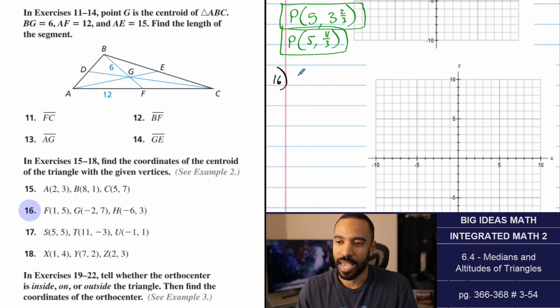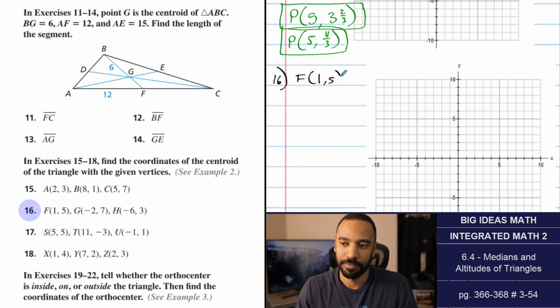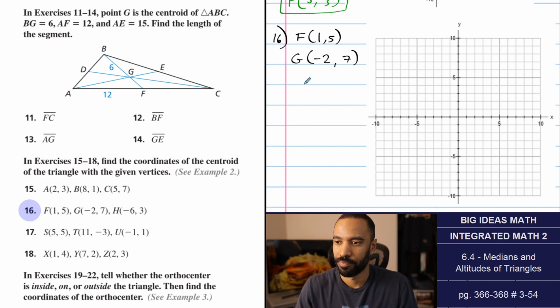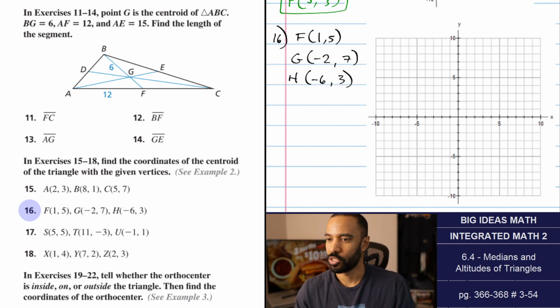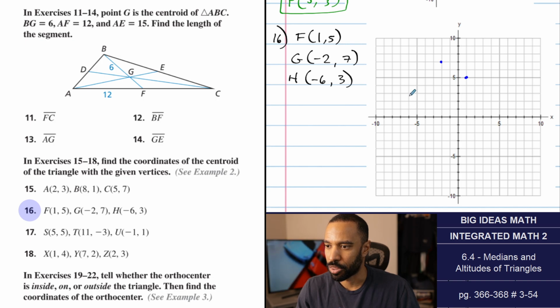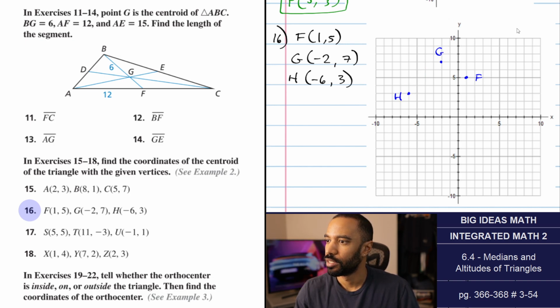All right, number 16, we get F at (1, 5), G at (-2, 7), not -3, -2, 7, and H at (-6, 3). Let's go and label those guys. We got (1, 5) for F, (-2, 7) for G. This is going to be a smaller triangle. And (-6, 3) for H. Kind of. F, G, H.